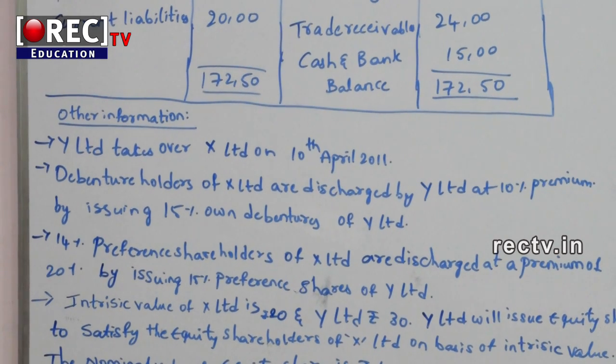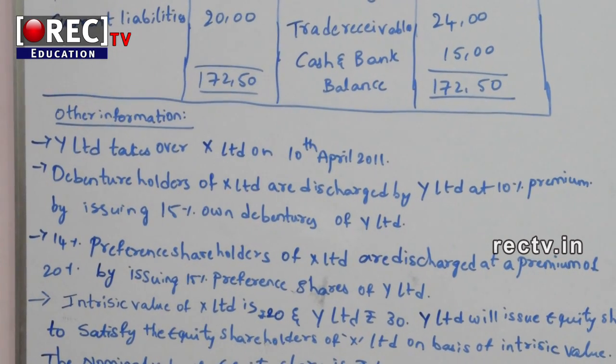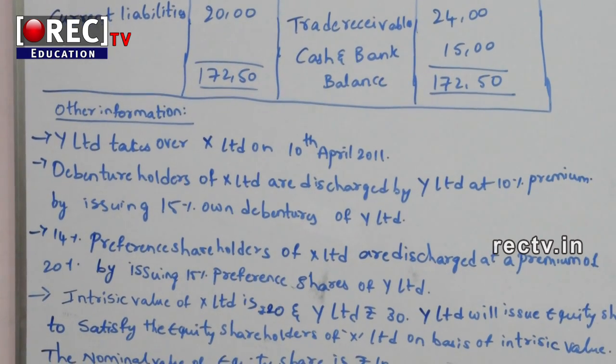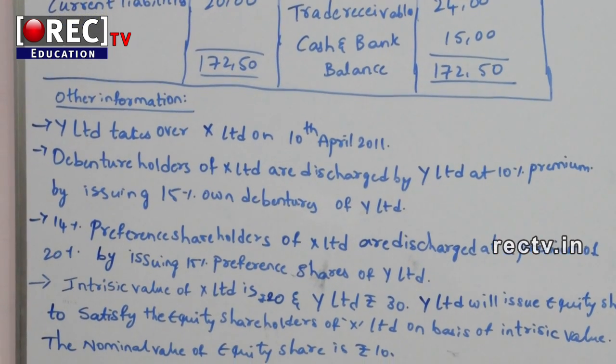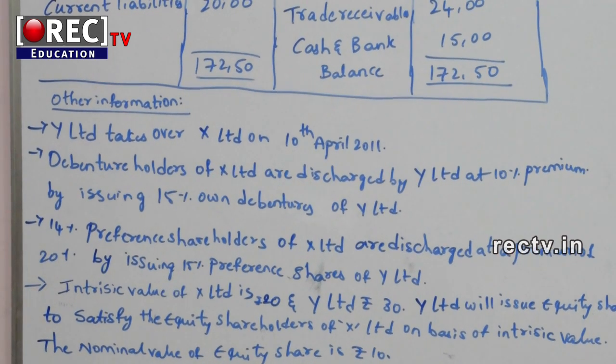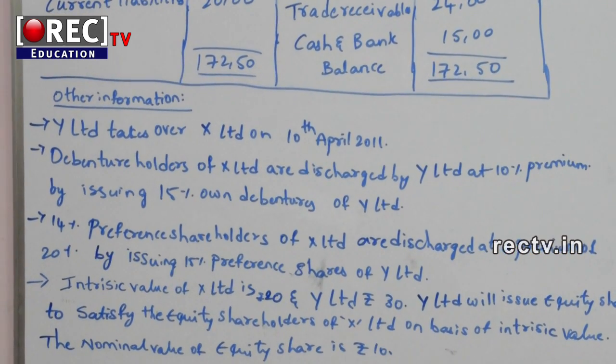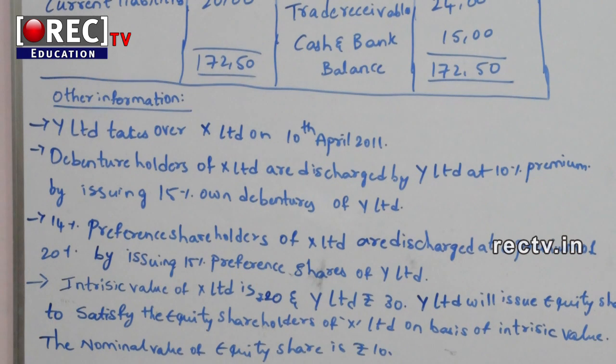Here Y Limited takes over X Limited on 10th April 2011. In the problem, the other information says that Y Limited is taking over the business of X Limited. So here Y Limited is the purchasing company and X Limited is the selling company, and debenture holders of X Limited are discharged by Y Limited at 10% premium by issuing 15% own debentures of Y Limited.